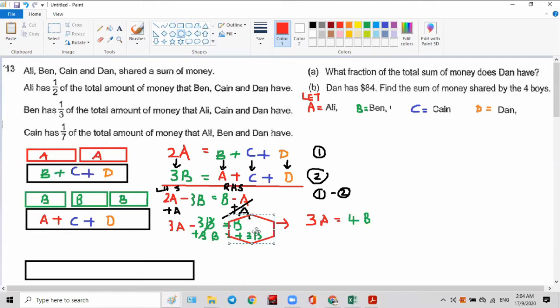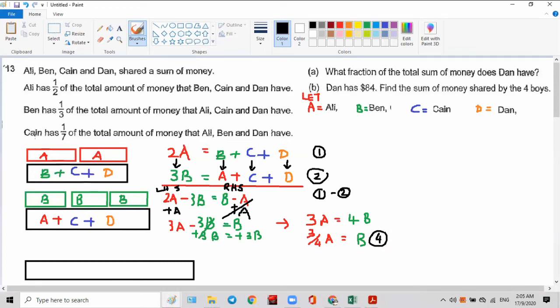Okay, so we have this statement, and in that case, I'll just divide by 4 on both sides, and you can see that 3/4 A is equal to B. Dividing by 4 on both sides. So let's call it statement number 4. Keep all this in mind.